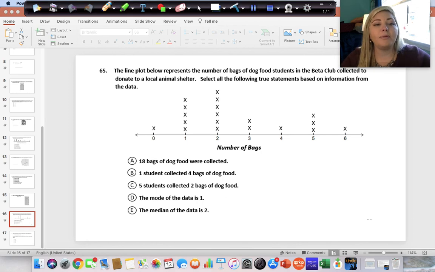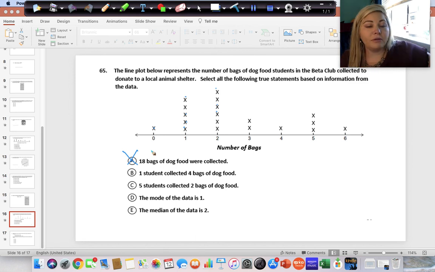Okay, the line plot below represents the number of bags of dog food students in the Beta Club collected to donate to a local animal shelter. Select all the following true statements based on information from the data. 18 bags of dog food were collected. Let's see. 1, 2, 3, 4, 5, 6, 7, 8, 9, 10, 11, 12, 13, 14, 15, 16, 17, 18, 19. 19 bags were actually collected. So that is not true.